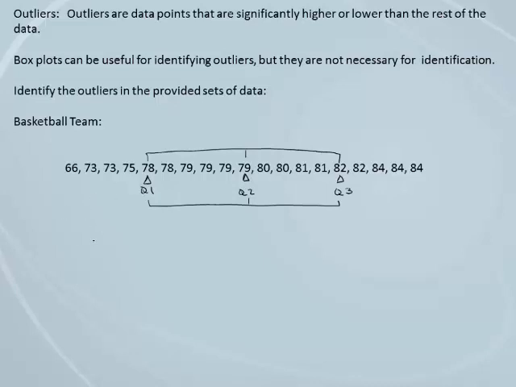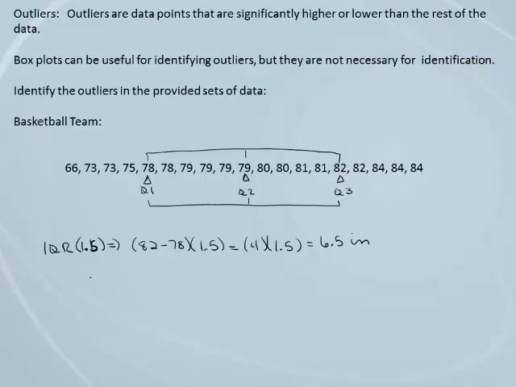What we do is we take our IQR and we multiply it by 1.5. So in this case, my IQR is 82 minus 78 times 1.5. 82 minus 78 is 4 times 1.5, which gives me 6.5 inches. Okay, so anything that is more than 6.5 inches from the median is an outlier.